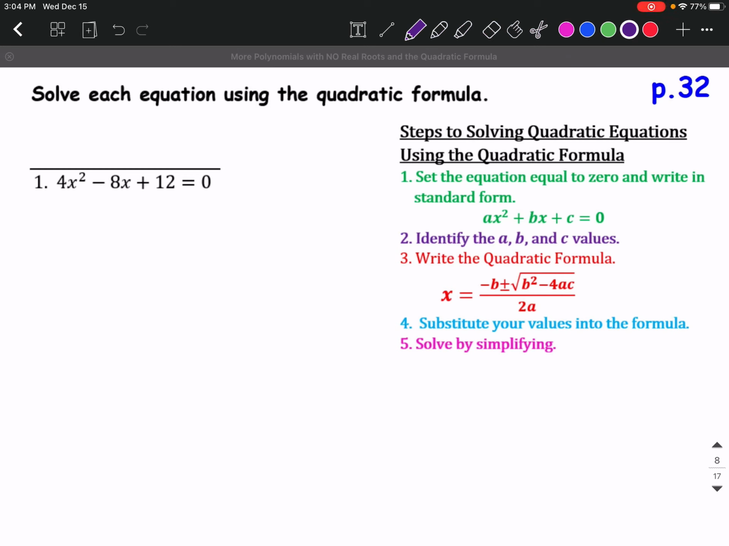Okay, so this is number 1 on the classwork. It's in the form ax squared plus bx plus c equals 0. So now we know that a is 4, b is negative 8, c is 12. So we know x equals negative b plus or minus square root b squared minus 4ac all over 2a.